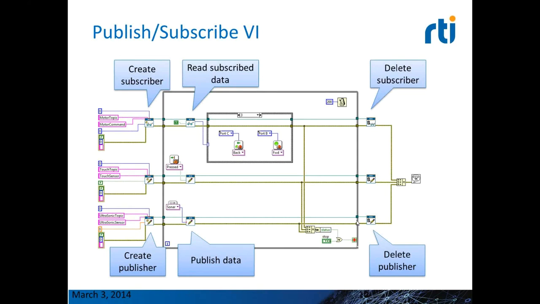So here is a quick example of how it would look in your VI. You're basically either publishing data or subscribing to data. So what you would do is you first create your subscriber or your publisher, depending on what you're doing. Then you have a block that either reads or sends data out, and then you can process your data, and at the end you delete it. So that's pretty much all you need, those three function blocks, for some simple publish-subscribe functionality.